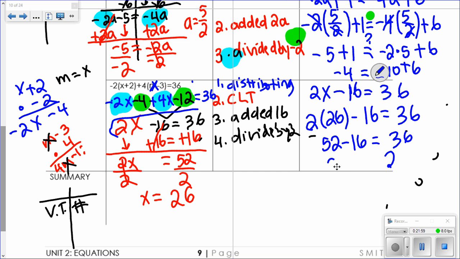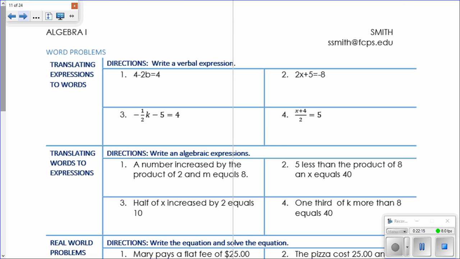Okay. This is 36. And this is 36. So this is true. This is a very short lesson today. So I want you to get the practice, all right, by going back over it.